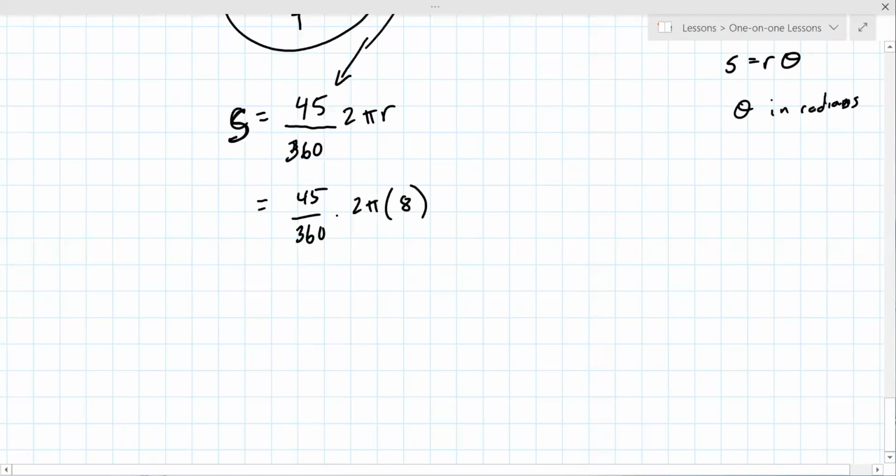Now, it says to just put this into your calculator, so go ahead and give that a shot if you've got a calculator handy. See what you come up with.